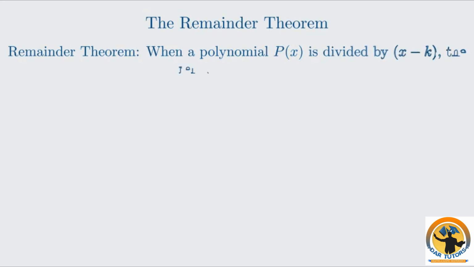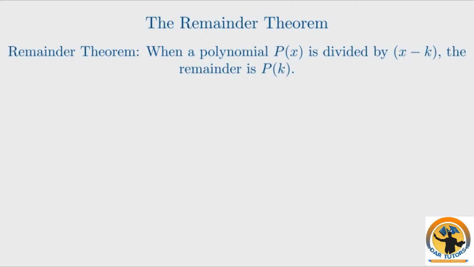Now we move on to two of the most powerful tools in polynomial algebra, the remainder theorem and the factor theorem. The remainder theorem states that when a polynomial p of x is divided by a linear factor x minus k, the remainder is simply p of k. This means you don't have to perform long division to find the remainder. You can just substitute the value k into the polynomial.